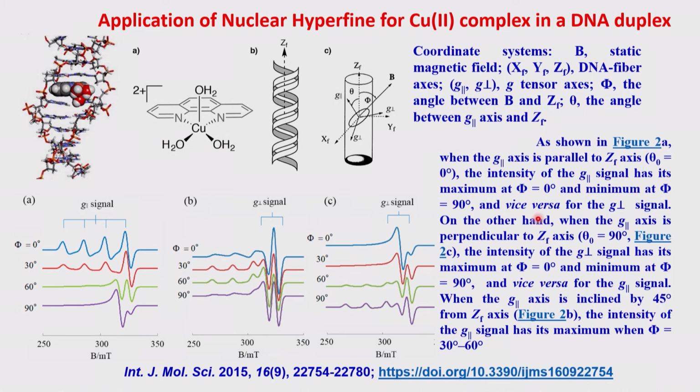We can also consider the case when the g parallel axis is inclined. We looked at 0 and at 90, and now you can look at 45 degrees. If g parallel is at 45 degrees with respect to this axis, you will get a mixture of this behavior overlaid on those. So using these kinds of control or predicted spectra, you can compare them with the spectrum of your own system and find out how exactly this particular complex is lodged in your double helix.